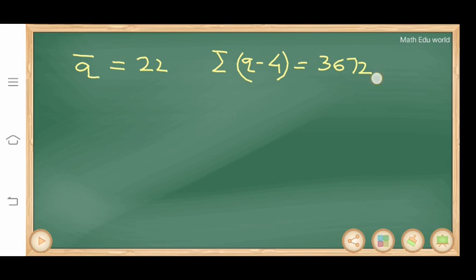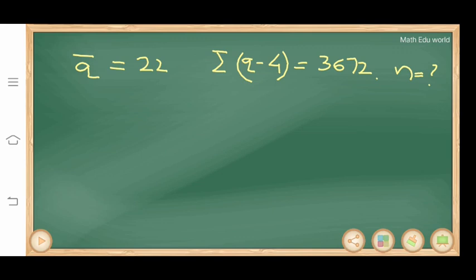Question is, find the number of values of q, that means find n. I'll read the question once again. Given q bar, the arithmetic mean, is 22 and sigma q minus 4 is 3672, find the number of values of q.